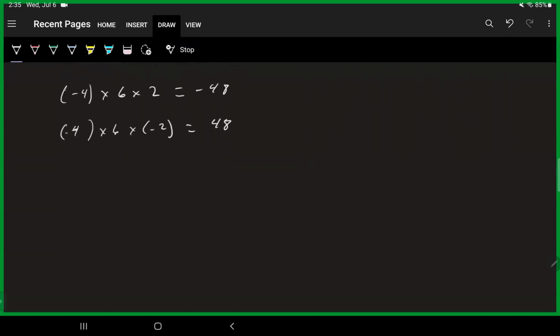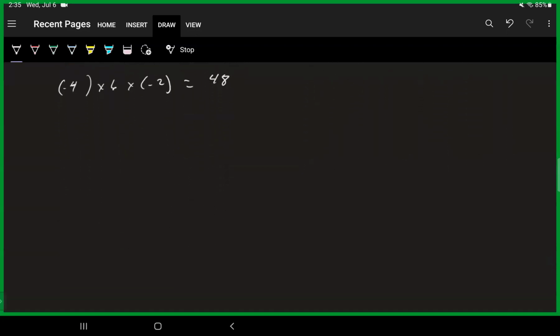Division's not any different, really. Typically, though, when we're dividing, we're only dividing 2 numbers at a time. So let's see, 35 divided by -7. I have 1 negative sign. It's going to be a -5.